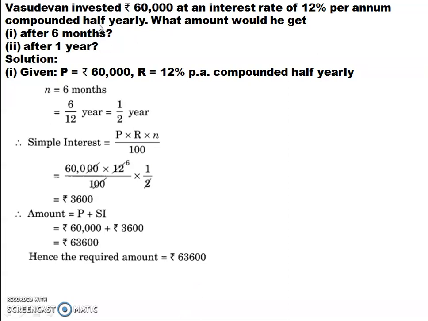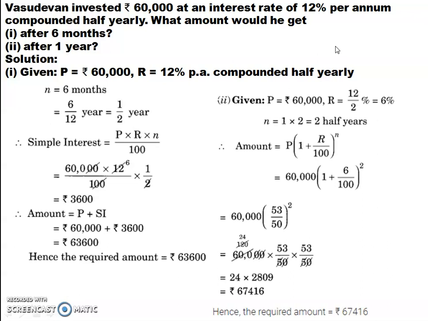Now what will happen after 6 months? You know the interest is calculated half yearly. So after 6 months, this will be your principal.